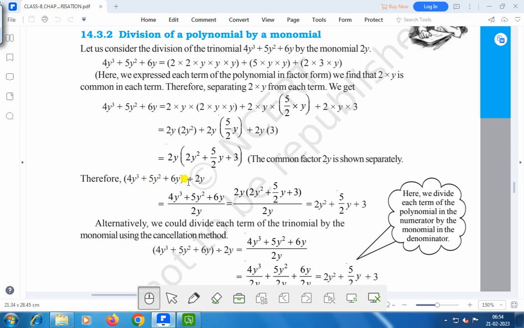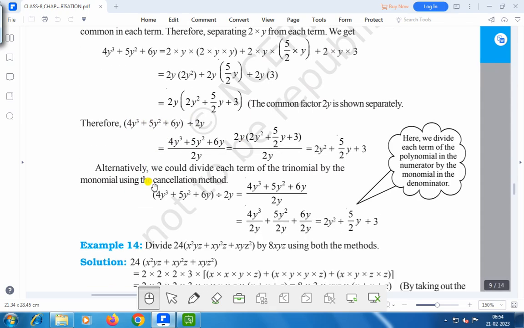Right? We are dividing each term, and then we get 2y² plus 5 by 2 y plus 3.